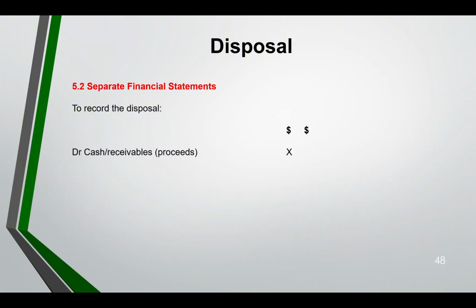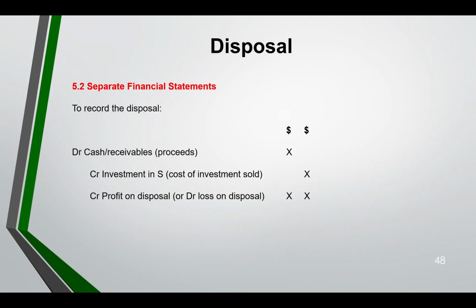So to record the disposal, debit your cash because you'll be receiving cash, or receivable if you have not received cash yet. Then credit the investment in subsidiary. Then if it's a loss, you debit. If it's a profit, you credit.